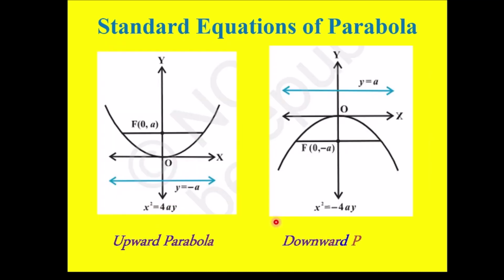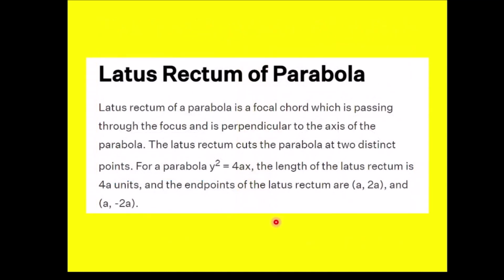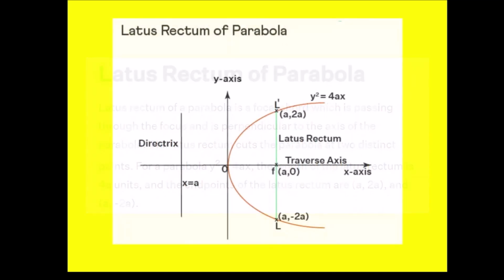So, one more thing we need to discuss, the latus rectum of a parabola. The latus rectum of a parabola is a focal chord which is passing through the focus and is perpendicular to the axis of the parabola. The latus rectum cuts the parabola at two distinct points. For this parabola, we have taken the right hand parabola, the length of the latus rectum is 4a units, and the endpoints of the latus rectum are (a, 2a) and (a, minus 2a). Let us look at the diagram.